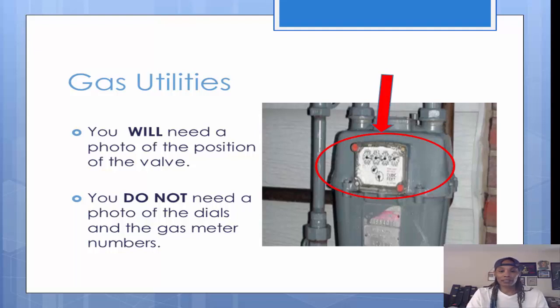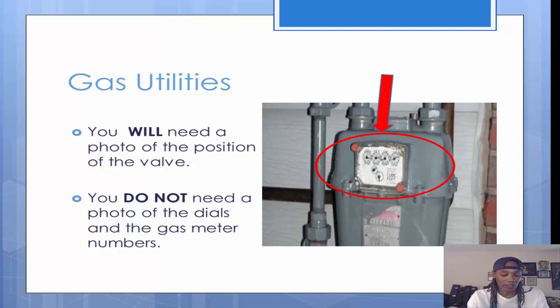So with gas utilities, this is an example of a gas meter, and you see it has the gauges and the dials and things like that. You don't need a picture of the meter and the dials itself. What I'm going to show you next is what you need to look for at a gas meter, because you will need a photo of the position of the valve.